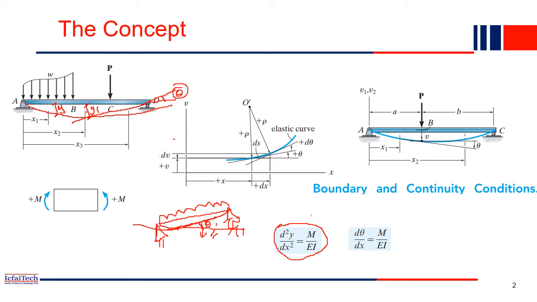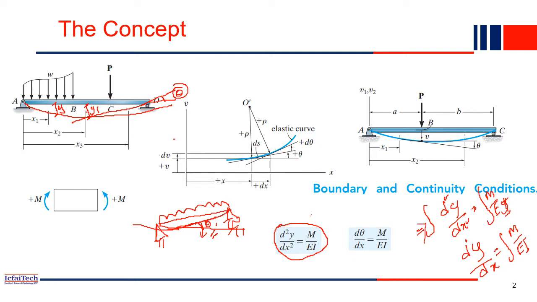We have to integrate the equation. If you integrate d²y/dx² equal to M/EI, on both sides, then after the first integration you get dy/dx equal to the integral of M/EI.